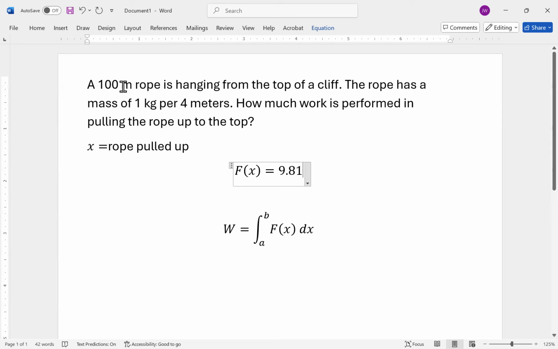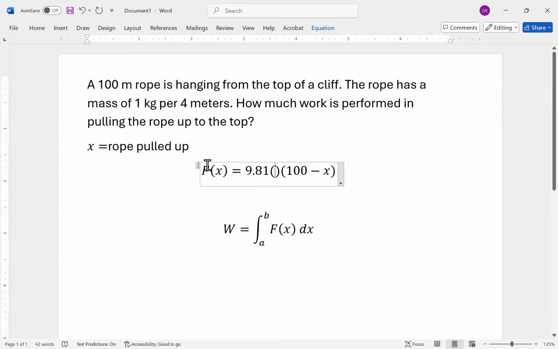Again, we're using meters here. And I'm going to multiply that times the amount of rope hanging. Now, if X is the amount of rope that I've pulled up, then the amount of rope hanging is 100 minus X. Now there's one other thing I need to multiply by.